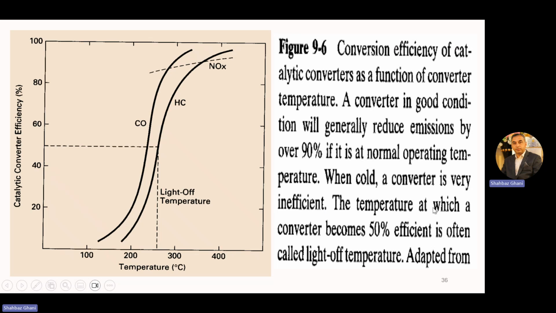As we know, the temperature at which the converter becomes 50% efficient is often called light-off temperature, as we have seen. So on our x-axis, we have this temperature in Celsius and catalytic converter efficiency. 250 degrees is your light-off temperature, and we receive the 50% catalytic converter efficiency. The higher the temperature, the more efficient it is. The lower the temperature, the less efficient it is.